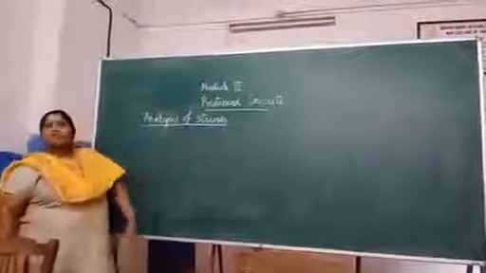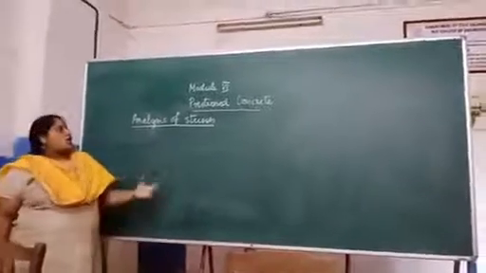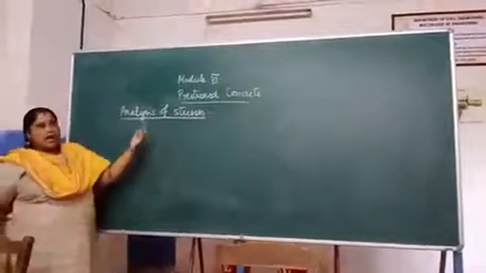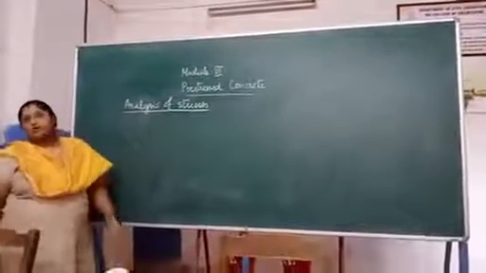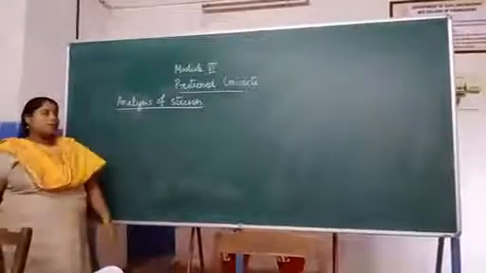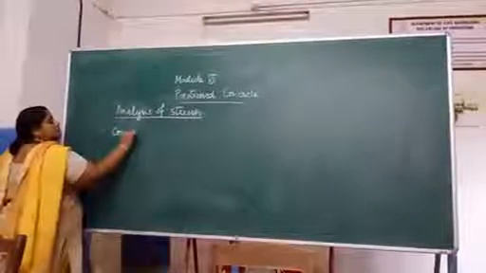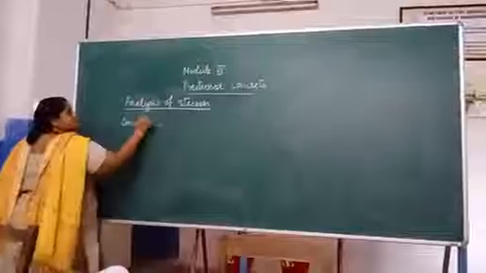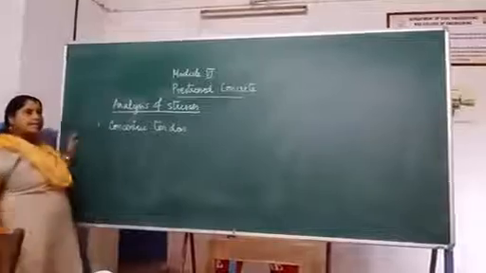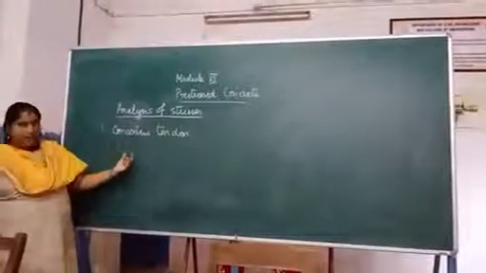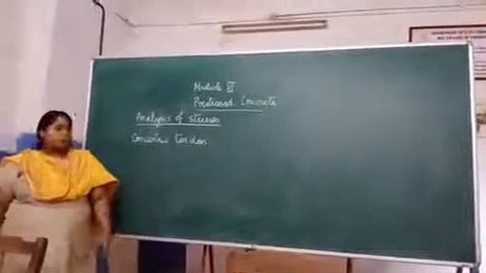Next is analysis of stresses. In the case of prestressed concrete members, we are asked to find the resultant stresses in the member. The first case we will consider is a concentric tendon. Concentric tendon means the prestressing force is applied exactly through the neutral axis of the member.